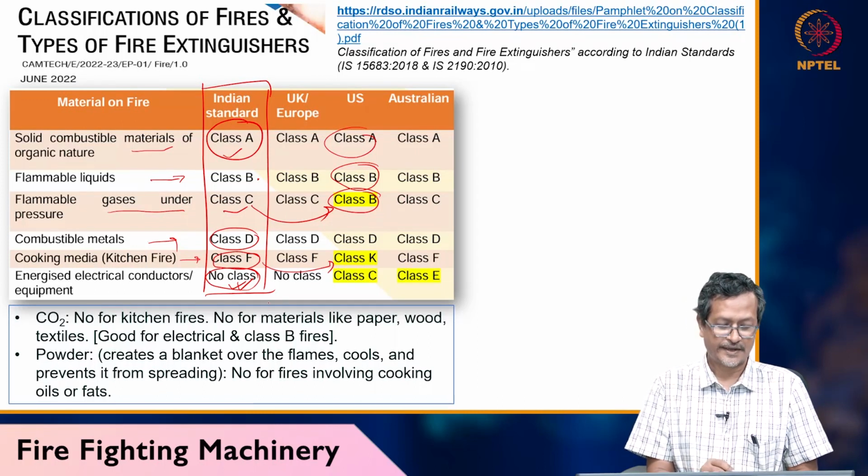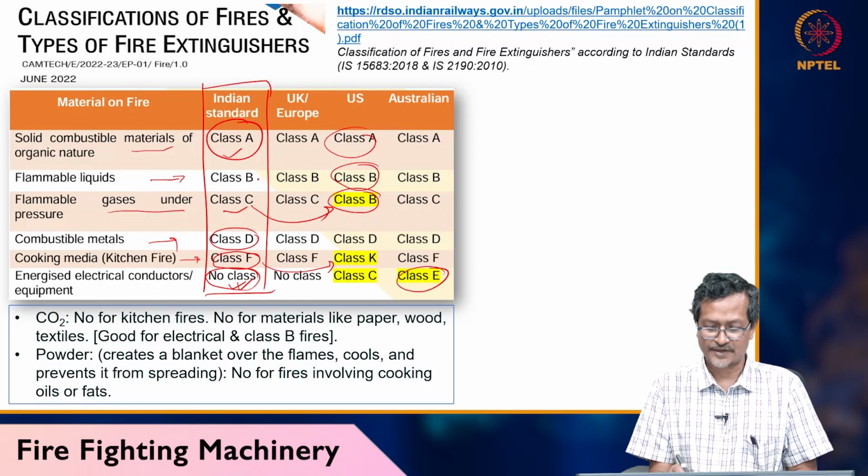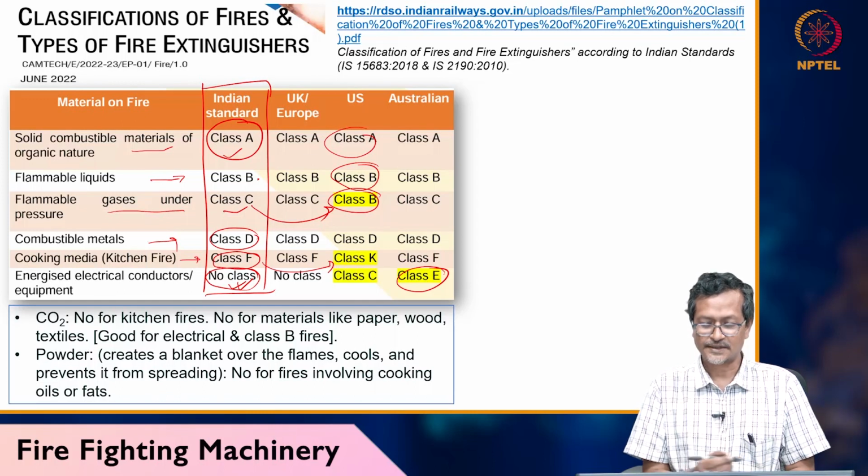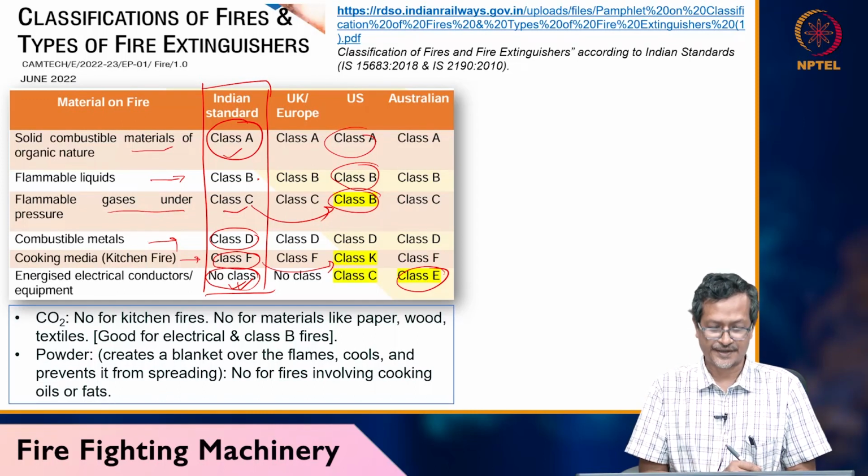Australia also has some differences. For example, for electrical fire, Australia has class E. In the Indian case there is no class for electrical fire. Other classes are almost the same for Australia and India.